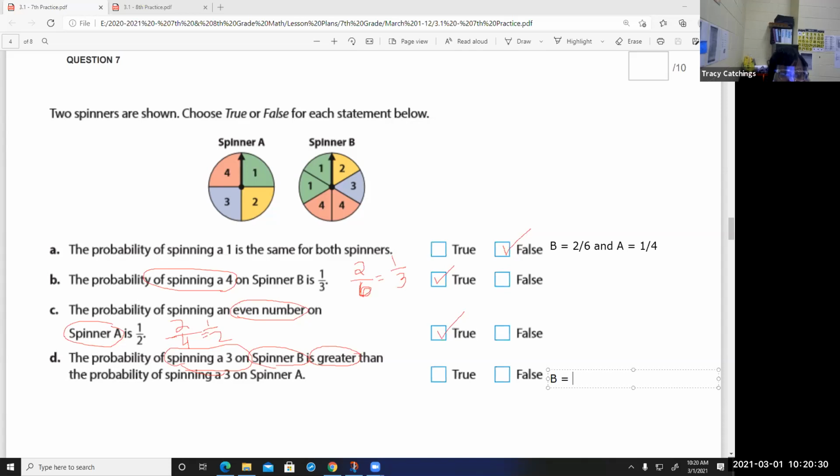How many threes? And how many on A? What is 1/6 to 1/4? Is 1/6 greater than 1/4? No. A lot of your friends want to say yes because the denominator is bigger. But if you look at your pieces, we said the larger the denominator, the smaller the pieces.